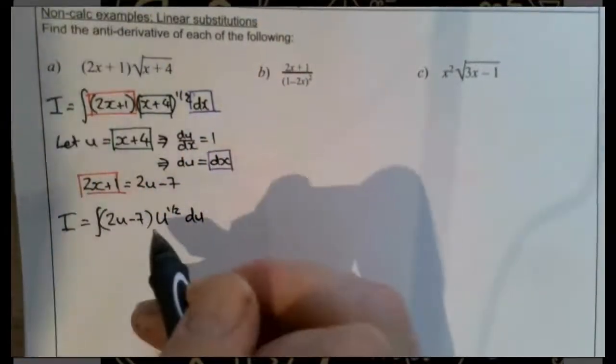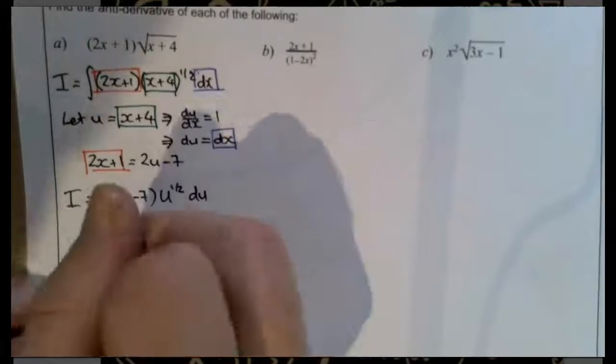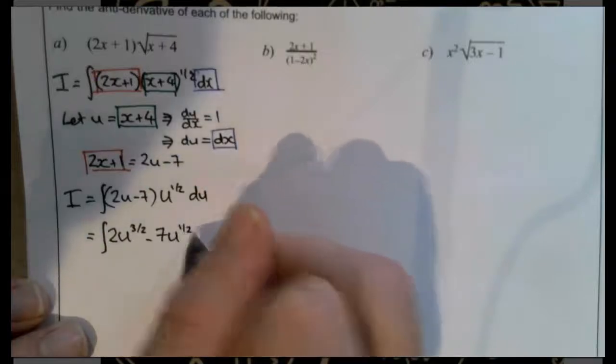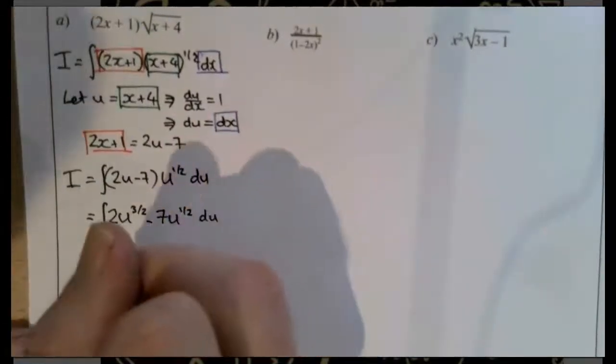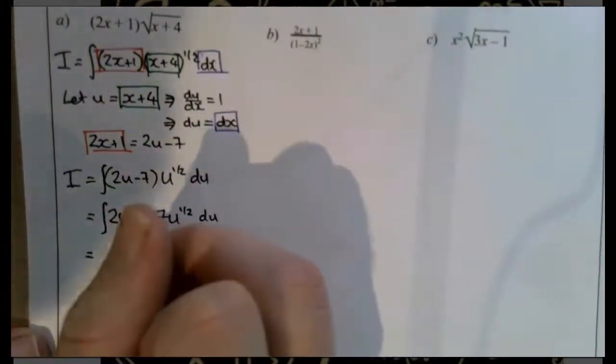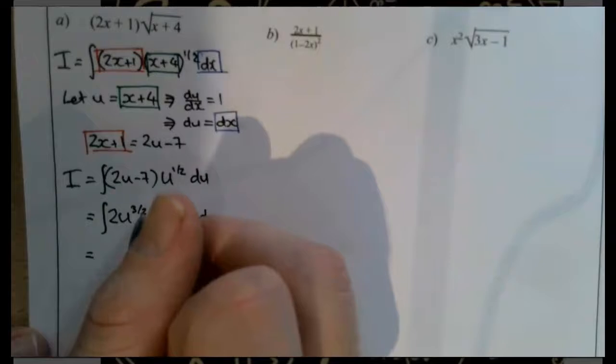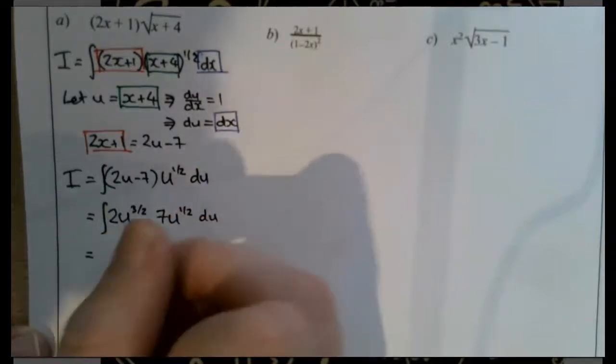And you might be thinking, well, what's the point of this? It's not made it that much easier. But if I expand this now, I've got 2u to the power 3 over 2 minus 7u to the power a half du. And you've noticed that this is something that we can integrate, that we have no trouble with. So, raise the power by 1, divide by the new power.